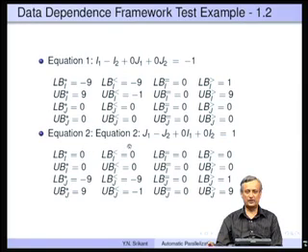The same is true for equation 2: j1 minus j2 equal to plus 0 I1 plus 0 I2 equal to 1. Here the I components are 0 because we do not have any I index expressions in the second dimension of the array.